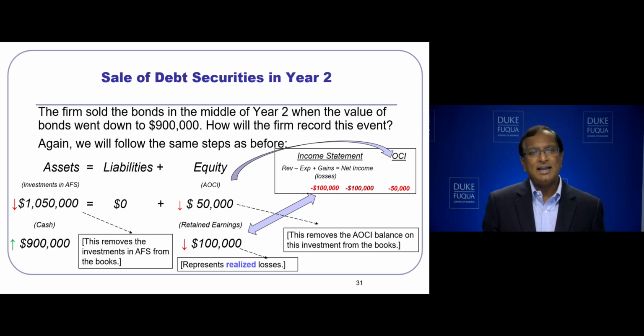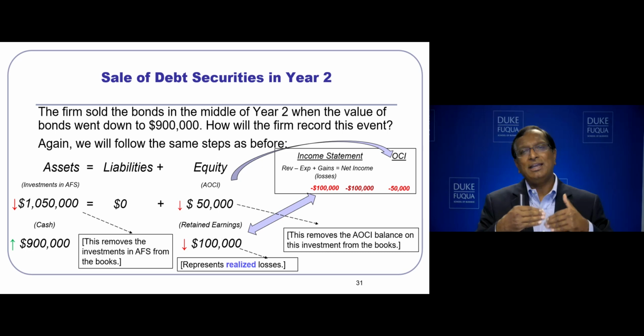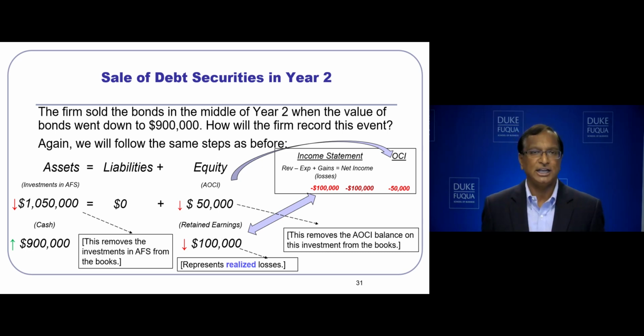So you can see that under available for sale, you're only recording the losses or gains on an asset when the asset gets sold. In the interim, any value changes sit in AOCI, and that's the way to think about the available for sale securities.